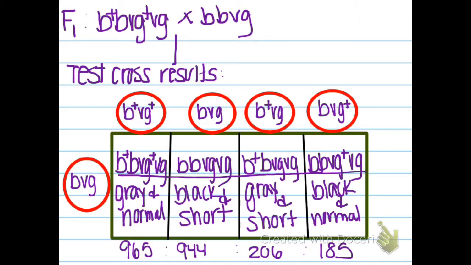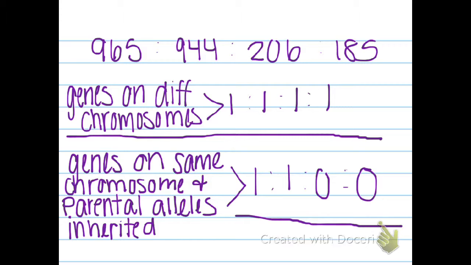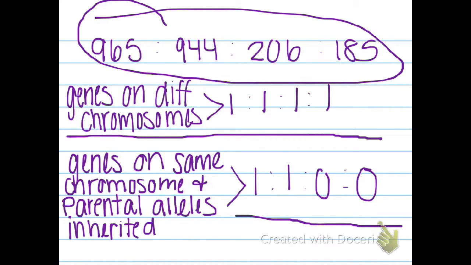185 black and normal. Some of the predicted ratios that Morgan thought he was going to get: if genes are located on different chromosomes, he would get a 1:1:1:1 ratio. And if genes are located on the same chromosome and parental alleles are always inherited together, he would get a 1:1:0:0 ratio. And these are the ratios that he got.